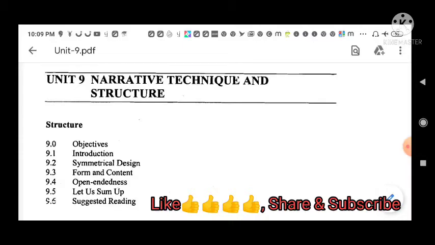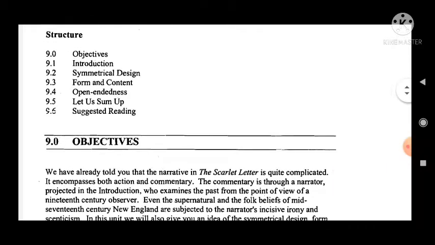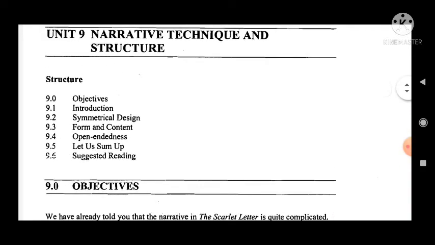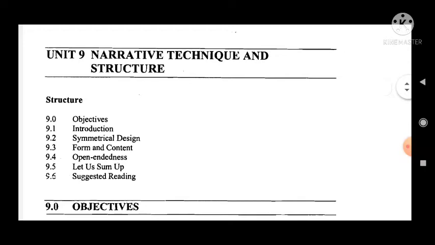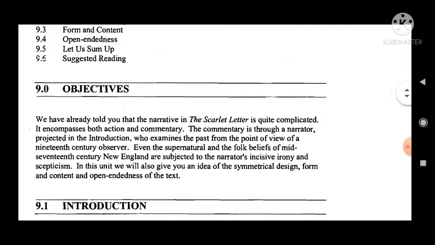Okay, so we will go to narrative technique and structure. Here is the structure: objectives, introduction, symmetrical design, form and content, open-endedness, let us sum up and suggested reading. So what are the objectives?